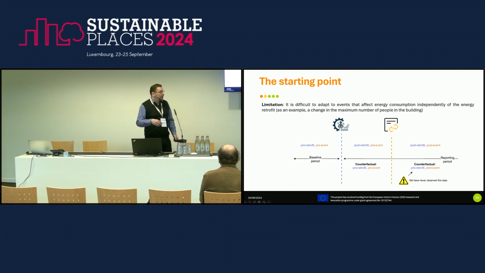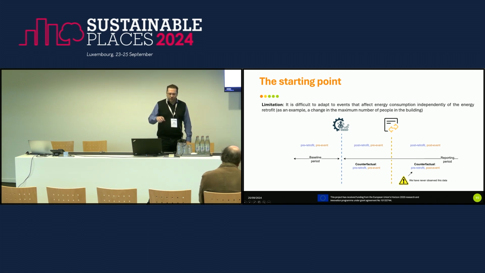And the reason for that is that if you have an event that changes something in the building, there are two types of events. There are events that actually affect the intervention itself, and this is fine. But there are events that have nothing to do with the intervention. They change the energy consumption without having anything to do with the intervention. That means I have to adapt. I have to correct my whole modeling process, let's say, to this new event.